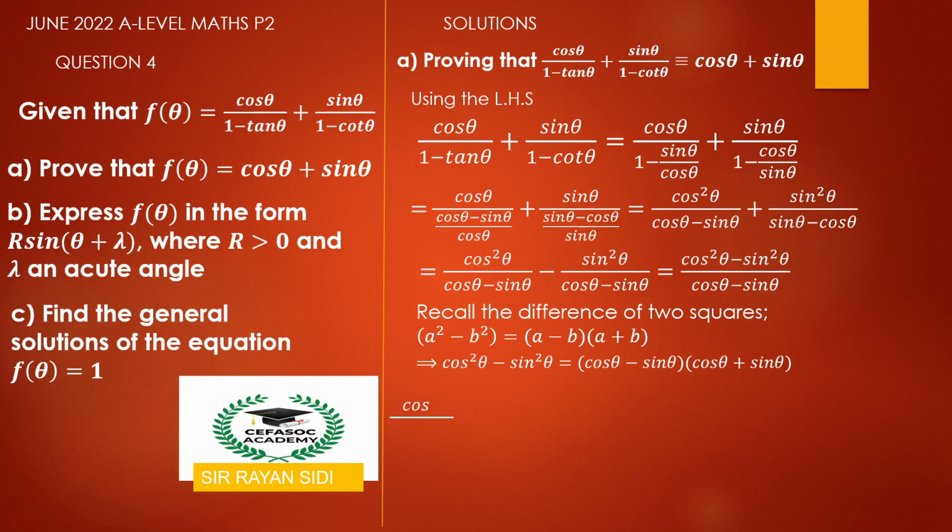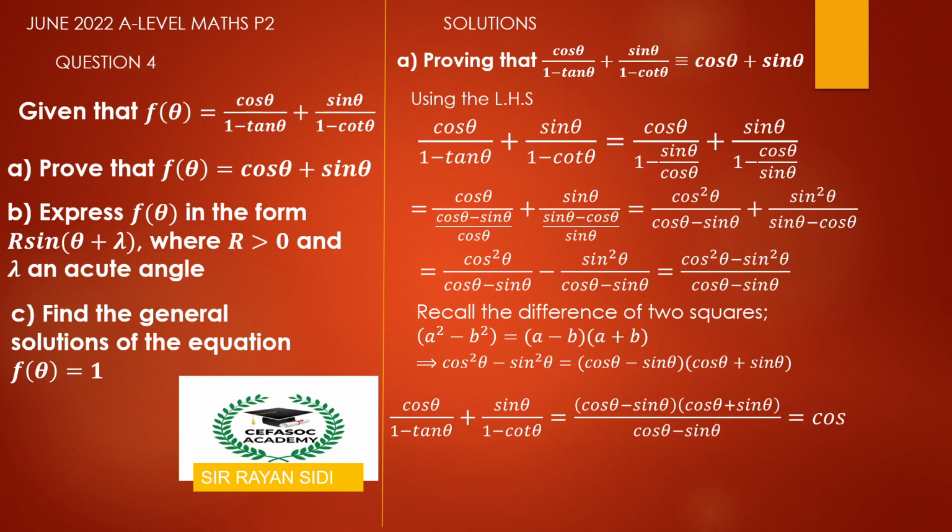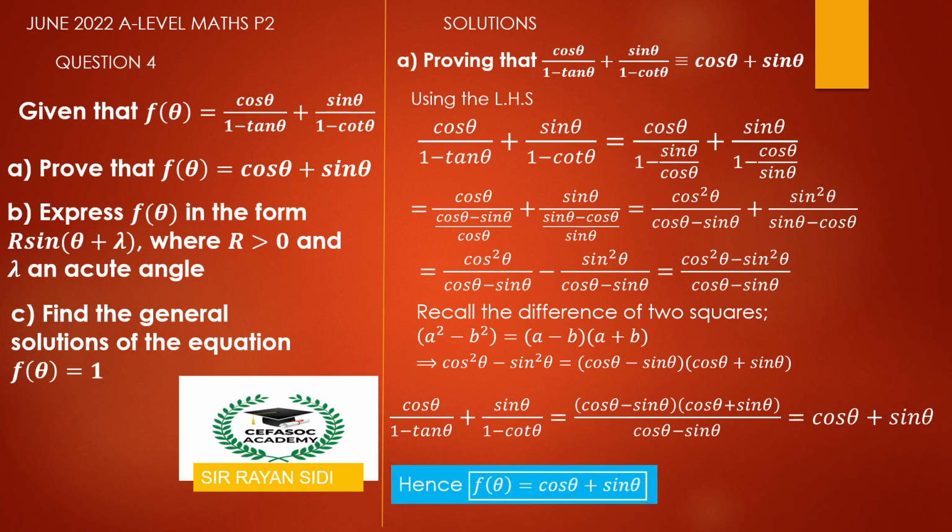Now from there, we have our expression cos theta all over 1 minus tan theta plus sin theta all over 1 minus cot theta to be cos theta minus sin theta all into cos theta plus sin theta, then all over cos theta minus sin theta. So from there, we see that cos theta minus sin theta cancel, and we are left with cos theta plus sin theta. Hence, our f of theta is cos theta plus sin theta as required, always, because it's a proof. A proof must be as required.